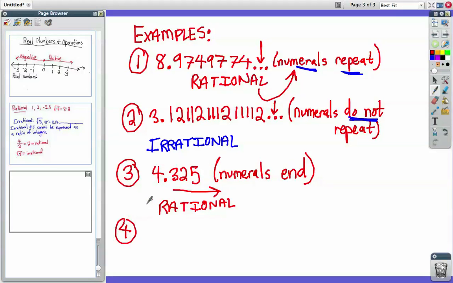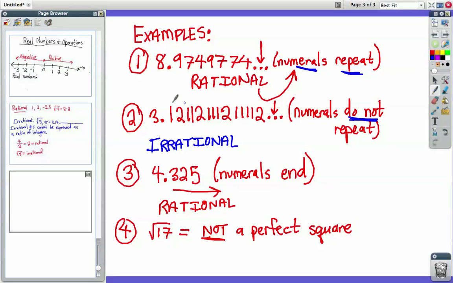And one final example, let's look at the square root of 17. The square root of 17 is not a perfect square. And because it is not a perfect square, there is no one answer that will help us figure out what the square root of 17 is. There's just going to be some sort of numbers that are going on forever. And so since it is not a perfect square, this one is irrational. Okay?